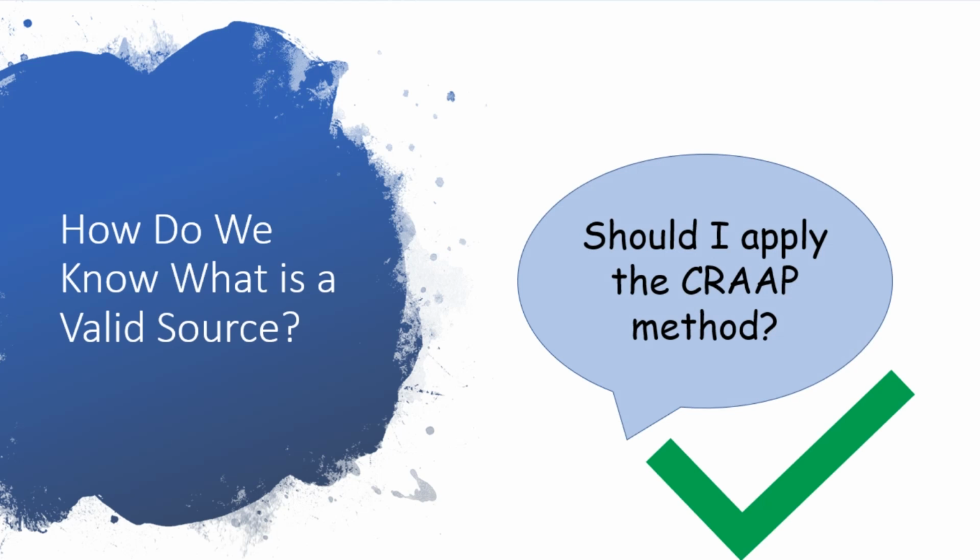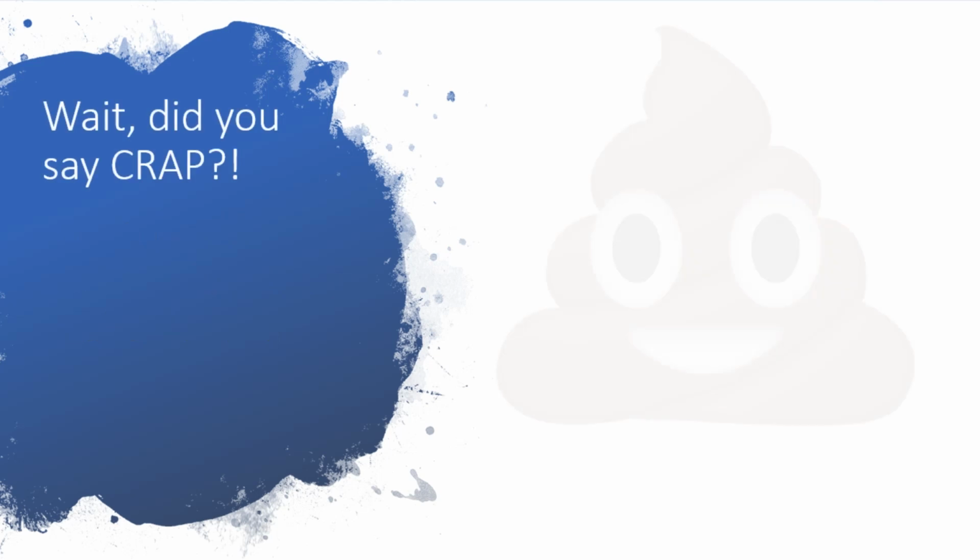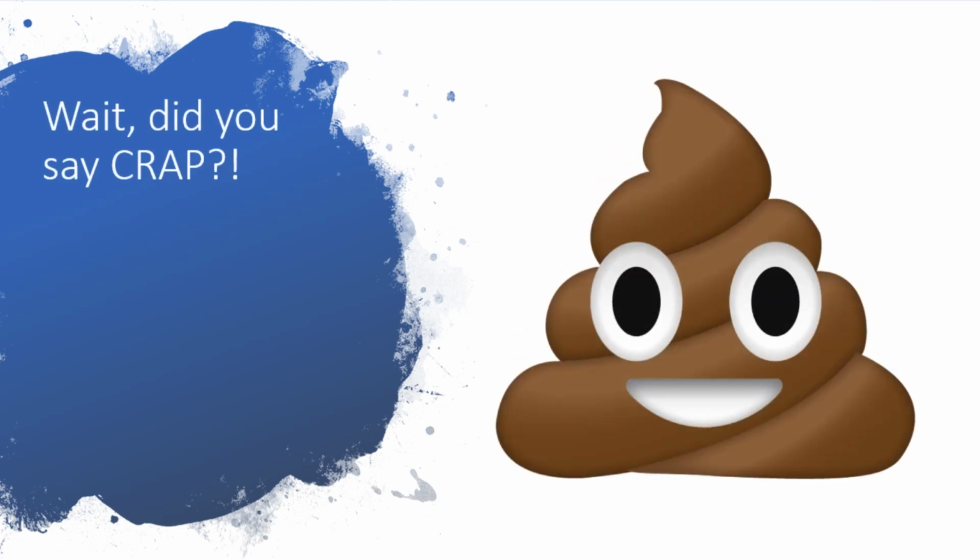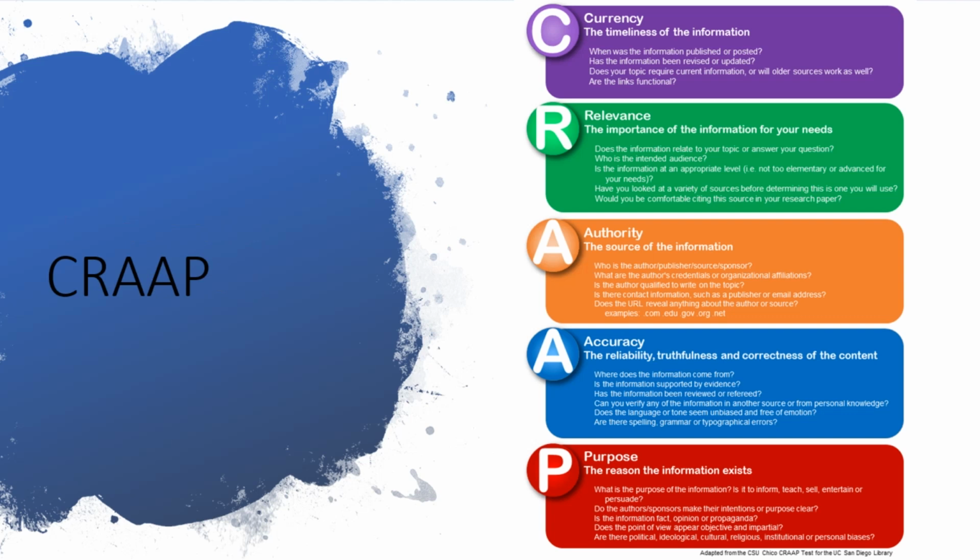Okay, now wait a minute. Did I say crap? Well, yes, but no. Not that kind of crap. This kind of crap. C-R-A-A-P. Crap. Currency, relevance, authority, accuracy, and purpose. We'll go through each of these one by one.